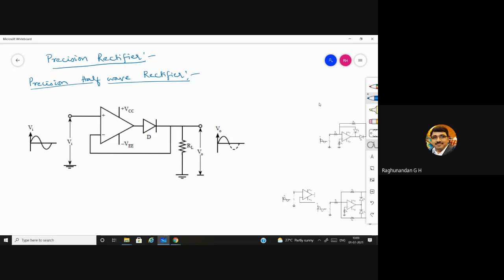But since you are using a diode here, only during the forward bias condition of the diode will you get the output. Under the reverse bias condition of the diode, you will not get the output. Let us see how it works.